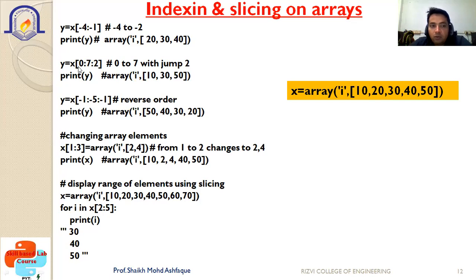Suppose you are writing y is equal to x of 0 colon 7 colon 2. It will print from 0 to 7, but at the same time it will jump. Here the step is defined as 2, so it will take a jump of 2. So from 0 to 7, whatever is available, it starts at 0, then 2 will be added, and after that 2 will be added again.